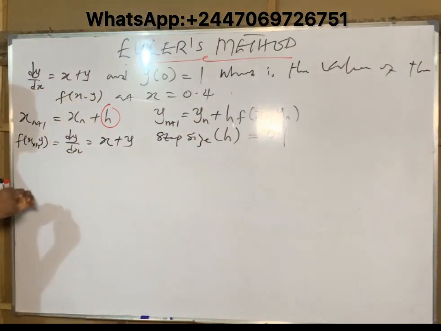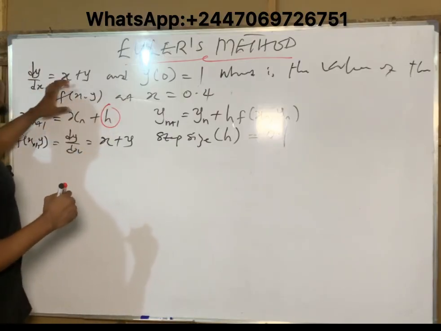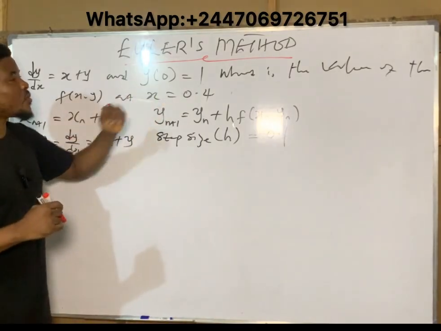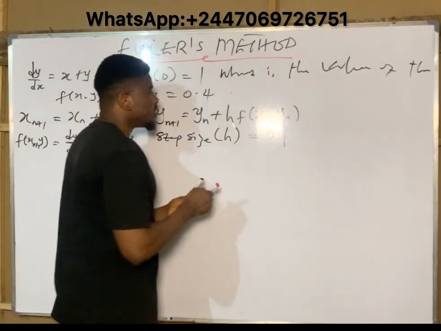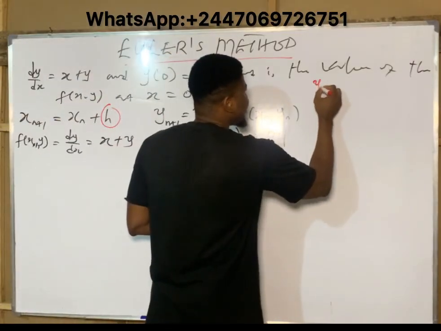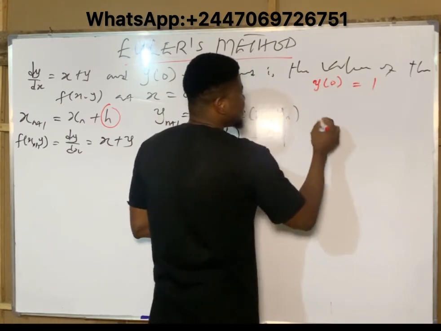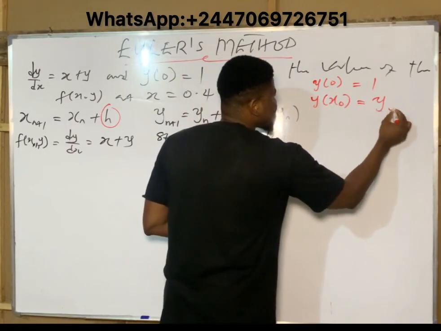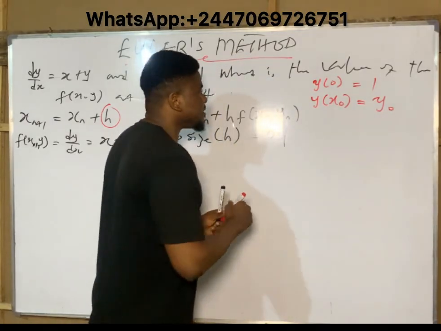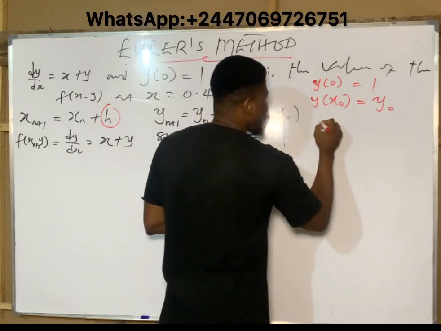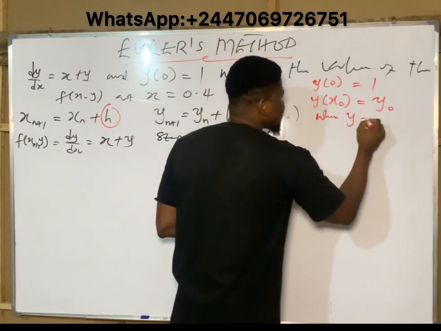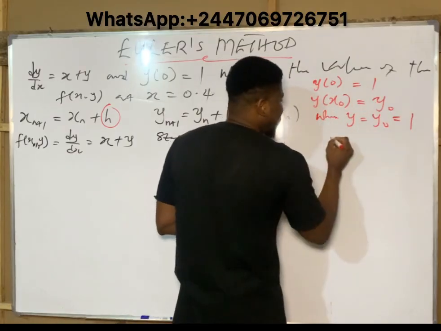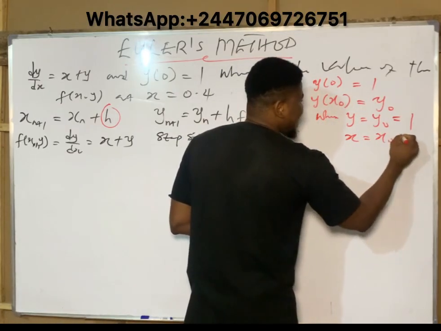Now, another thing to keep in mind is we are given here that dy over dx is x plus y, and we are given an initial condition, y of 0 is equal to 1. This condition can be represented as y of x naught equal to y naught. If you make this comparison, you find out that y is equal to y naught, which is equal to 1 from this condition, and x itself is equal to x naught, and the value is equal to 0.